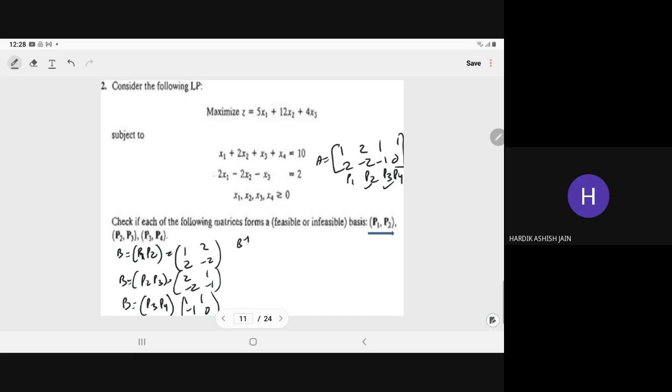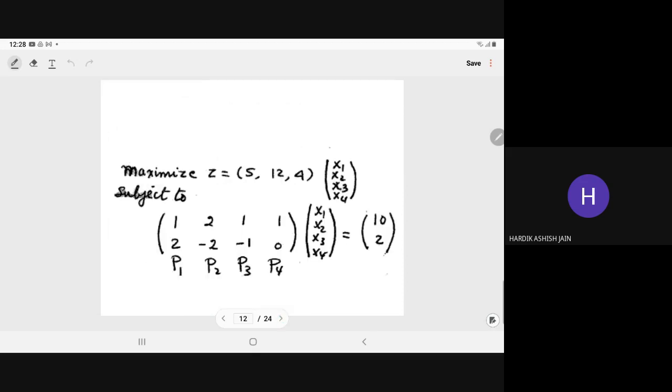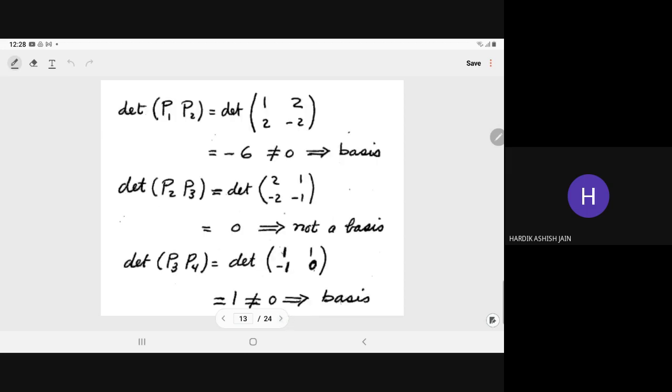we have to compute the B inverse for any calculation. We require B inverse, and you can compute B inverse only when we have a non-zero determinant. So here we compute the determinant. The determinant of P1 P2 is equal to minus 6. That is non-zero, so we can say P1 P2 is the basis. If the determinant is 0, then it is not a basis.